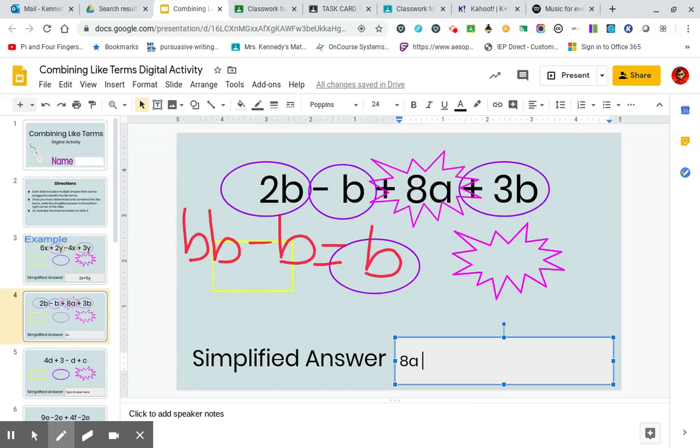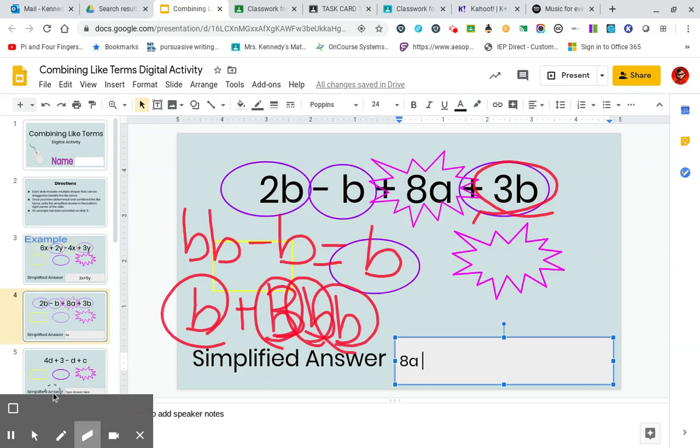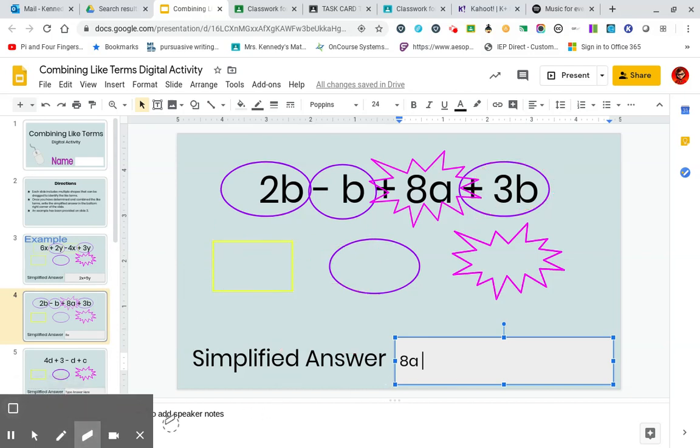We took 1b away. Now I have that 1b and I'm adding these 3b's here. 1, 2, 3. So how many b's do I have? 1, 2, 3, 4 b's. So I'm going to add 4b. That is it. Okay. 8a plus 4b.